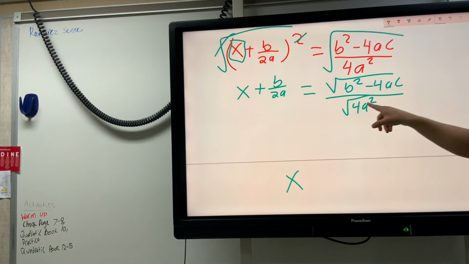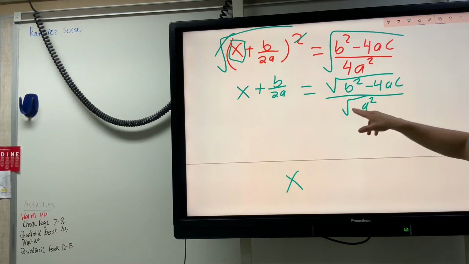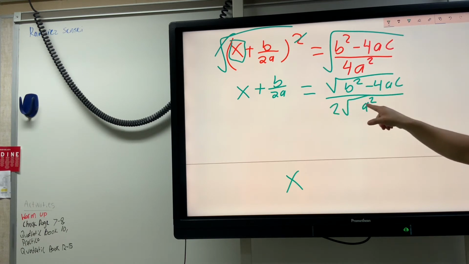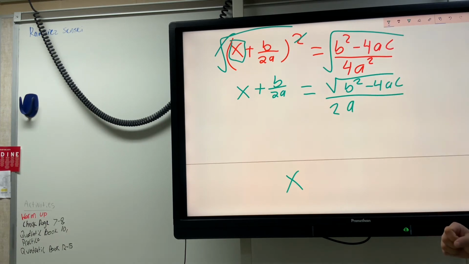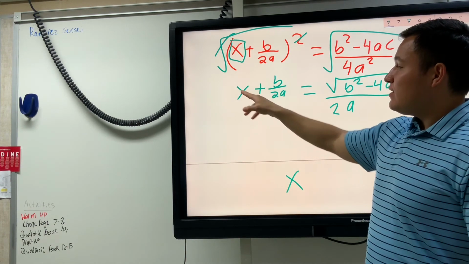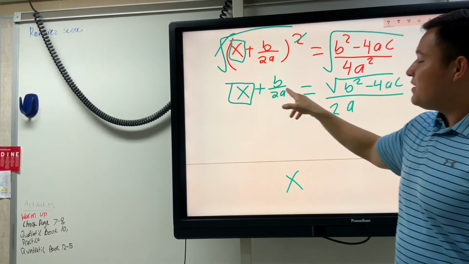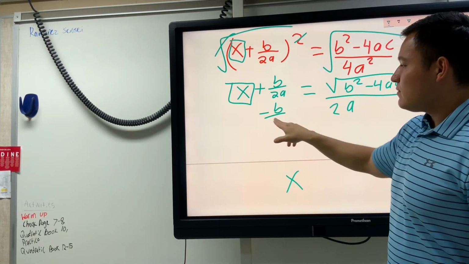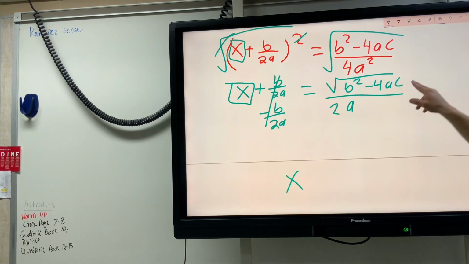The square root of 4a squared. Well, the square root of 4 is 2, and the square root of a squared would just be a. Now, all that we're going to do next is, if we want x by itself, we need to get rid of this plus b divided by 2a by subtracting it from both sides.